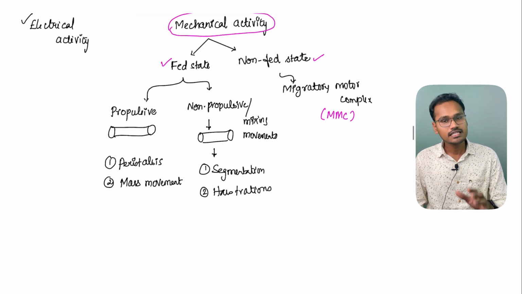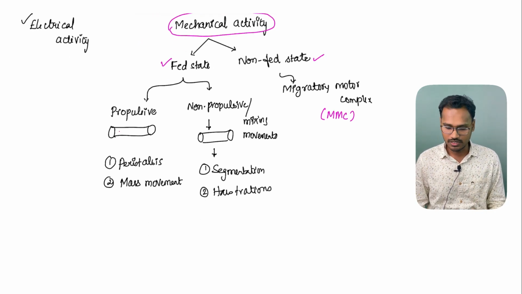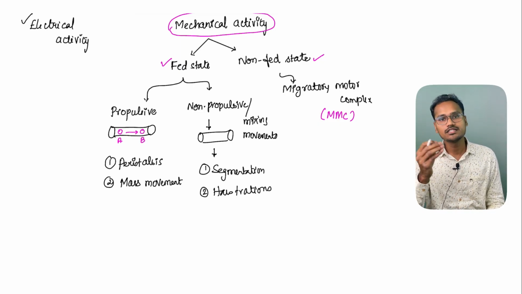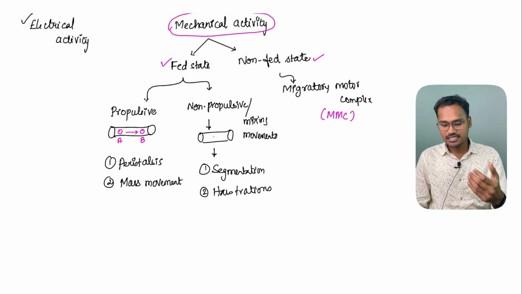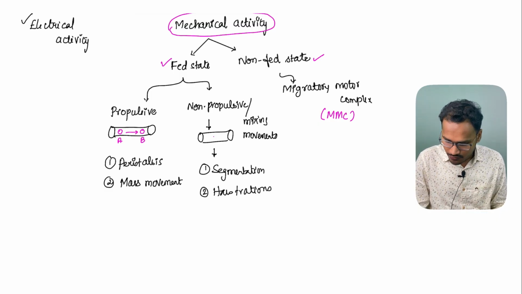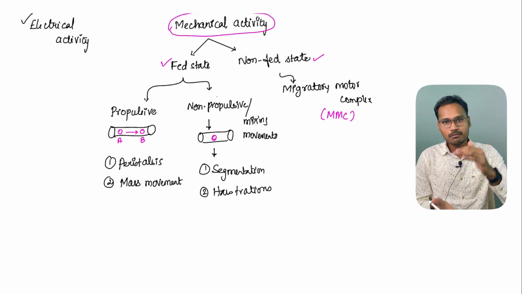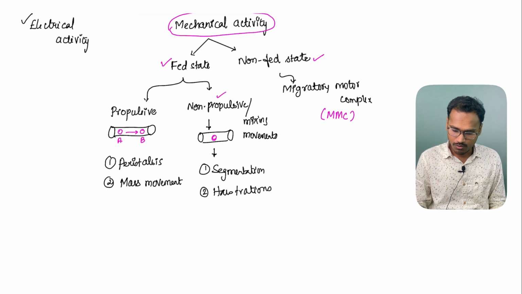So in the fed state, there are two types of movement. One is called propulsive movement, another is called non-propulsive movement. Propulsive means propulsion. From one part of the GIT, like A, it is going to move the bolus or the food to the next segment. That is called propulsive. It is moving from one segment and taking it to the next segment. Whereas the next is called non-propulsive. The food is going to stay in only one segment, but it is going to be churned and mixed so that digestion and absorption can happen. That is called non-propulsive movement.